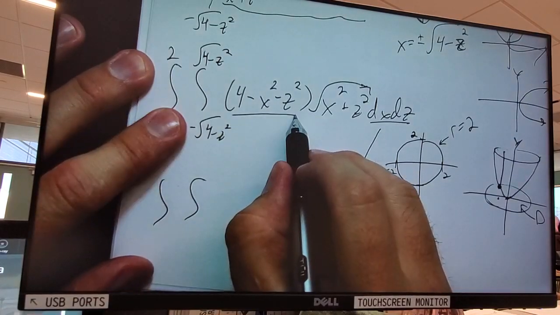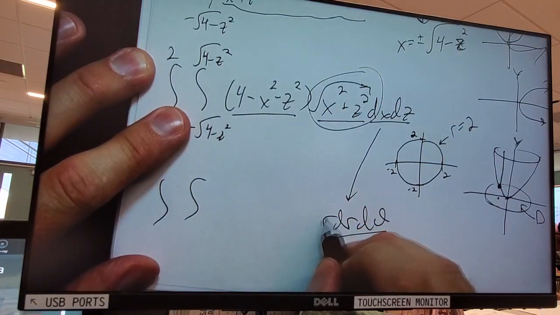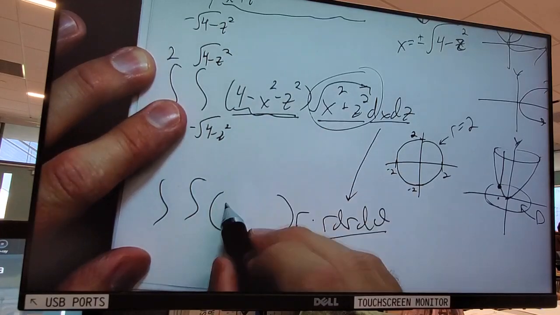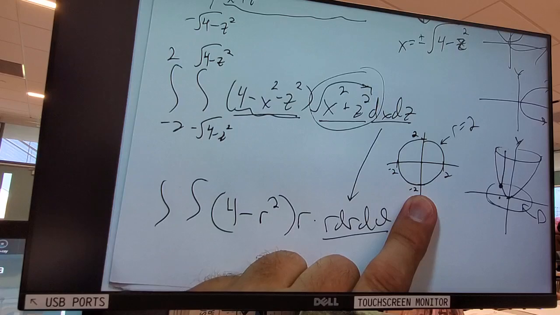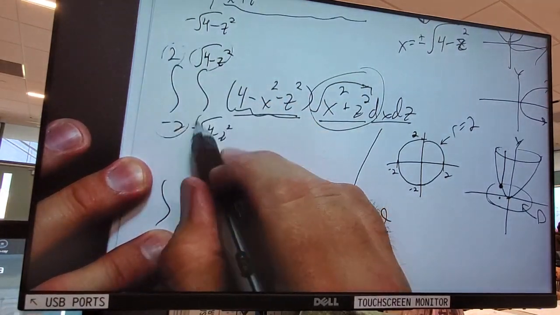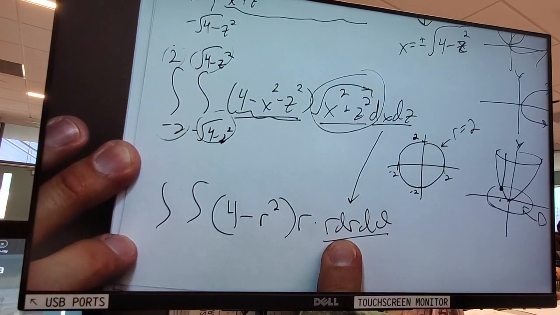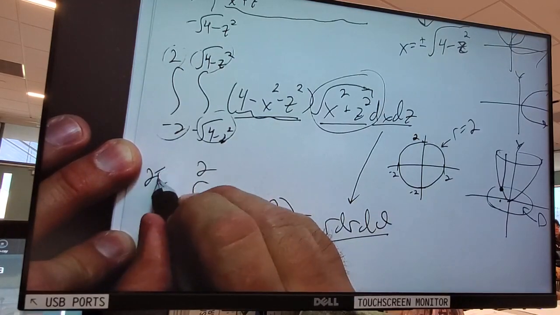What is this then? Well, actually, let's start here. What's this? The square root of r squared is r. And what is this? 4 minus r squared. Because x squared plus z squared is r squared in my XZ plane. And the great thing is, don't look at this. Just look at this. What is r going from and to? 0 to 2, as theta is going from 0 to 2 pi.